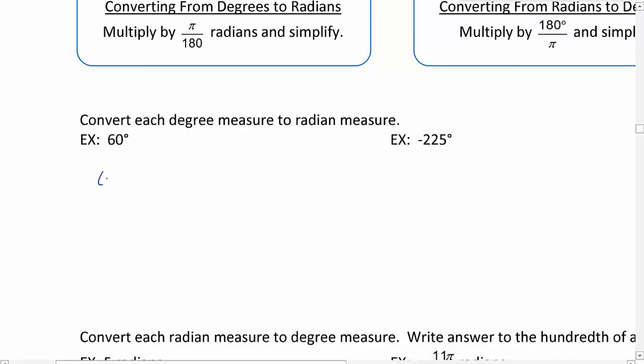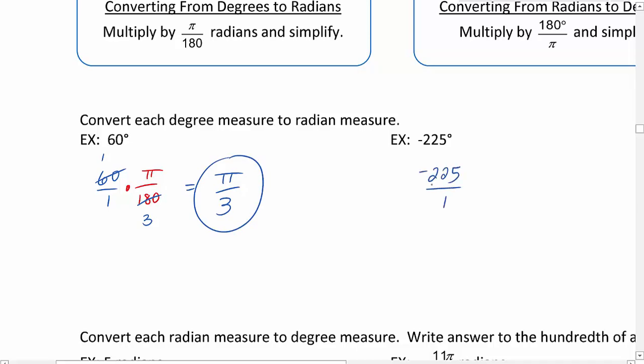So I'm going to take my 60 degrees and multiply it by the unit fraction pi over 180. I can do some simplifying here. We end up with pi over 3 radian. Same process for our next example, negative 225 degrees. We'll multiply that by our unit fraction pi over 180. We can do some simplifying here as well. We'll end up with negative 5 pi over 4.